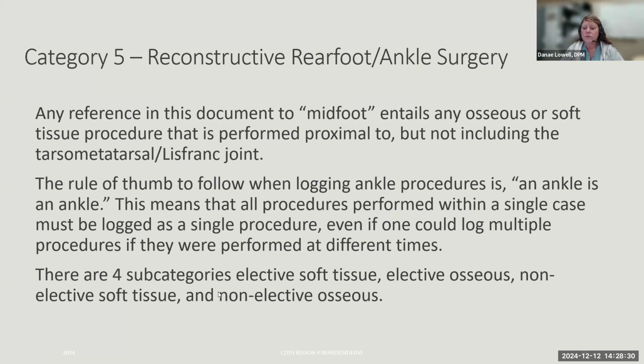Category 5 is for reconstructive rear foot and ankle surgery and includes osseous or soft tissue procedures performed proximal to, but not including, the Lisfranc joint. Generally, an ankle is an ankle, and that means all procedures in one case are logged as a single procedure, even if they can be logged separately under different circumstances. There are 4 subcategories under category 5, and they include elective soft tissue, elective osseous, non-elective soft tissue, and non-elective osseous.